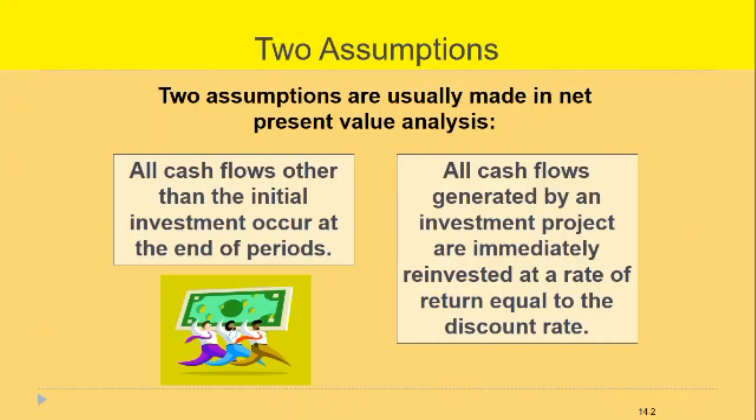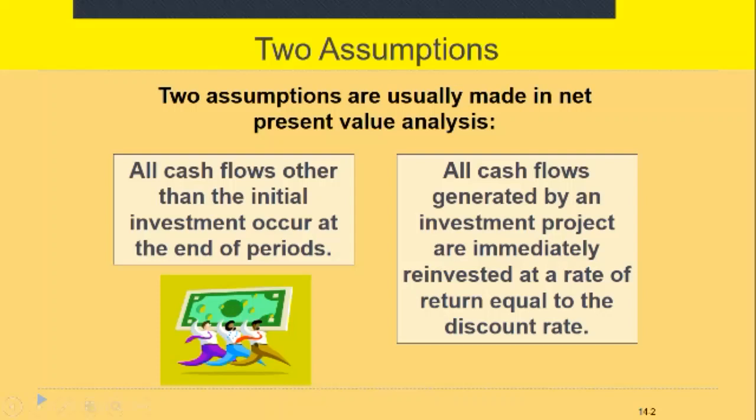First, you have to make two assumptions. The two assumptions are usually made at the beginning of the whole method. All cash flows other than the initial investment occur at the end of the period. Okay, so your initial investment will take place at the beginning of the period, and all the other cash flows, that is the money that comes in, is done at the end of the period. That is an assumption.